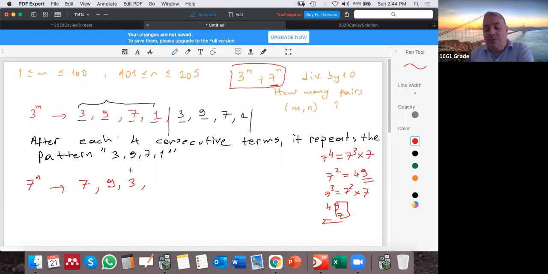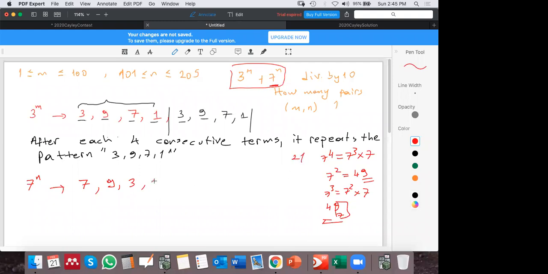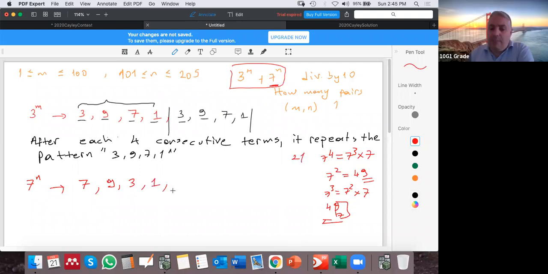And then 7 to the power of 4 is 7 to the power of 3 times 7. The last digit for 7 to the 3 is 3. So for 7 to the 4 it will be 3 times 7. What is 3 times 7? 21. So the last digit is 1. And let me continue. 7 to the power of 5 will be 7 to the 4 times 7. 7 to the 4 is 1, and 1 times 7 will be 7. Bingo. I just came back here.